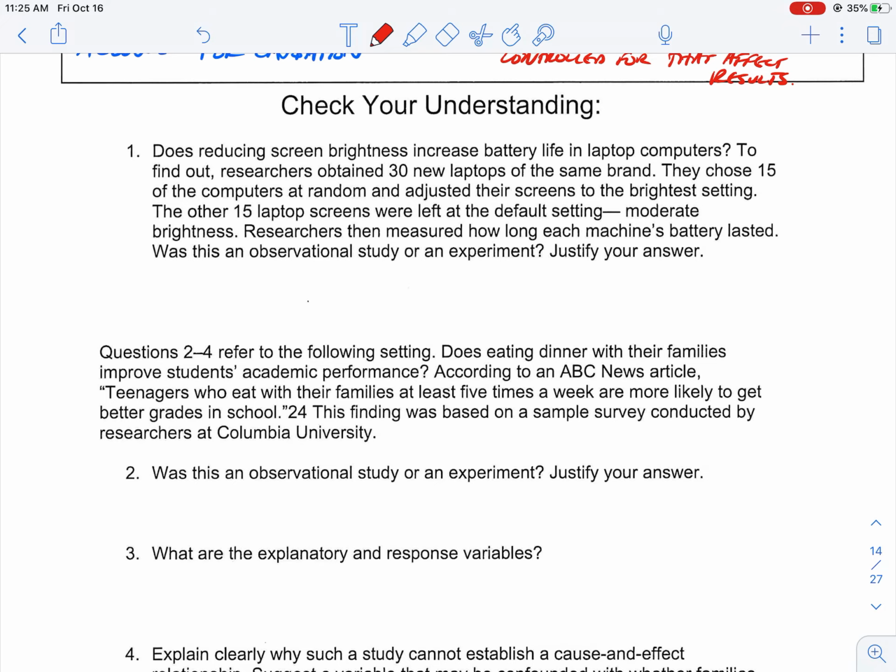All right, so check your understanding. How does this work? Well, as a reminder, you should read the prompt, try the problem, and then come back and watch my explanation and check your answer. You can do that in part or in whole, meaning you can do the whole check your understanding and go back and check, or you can do it by parts.